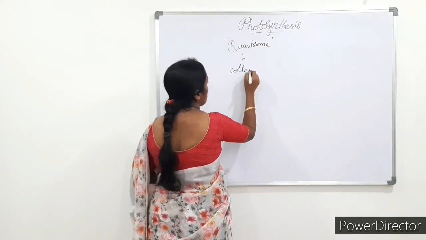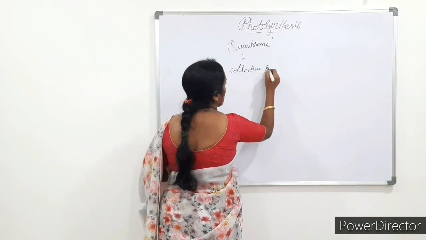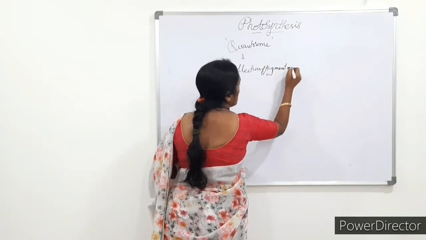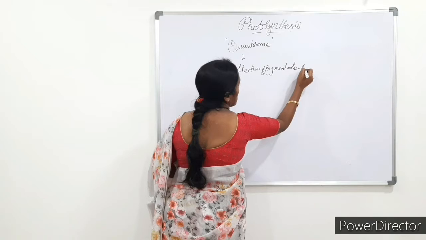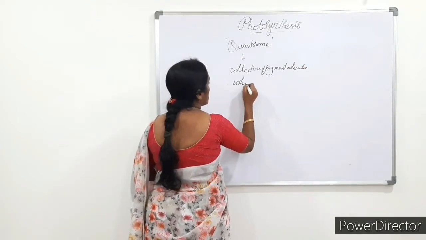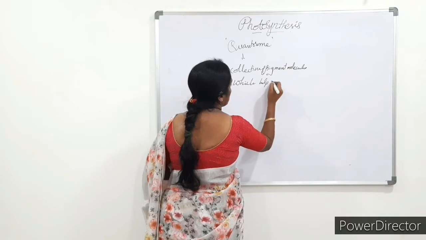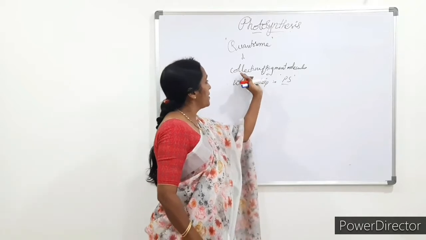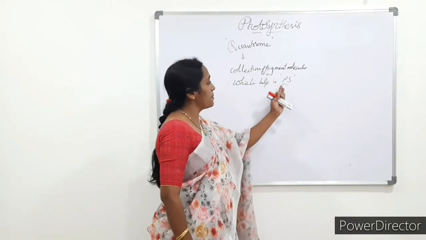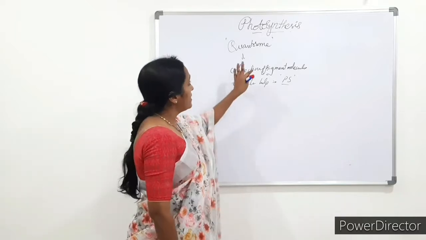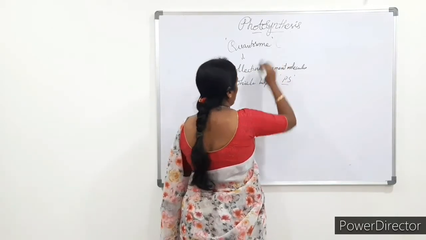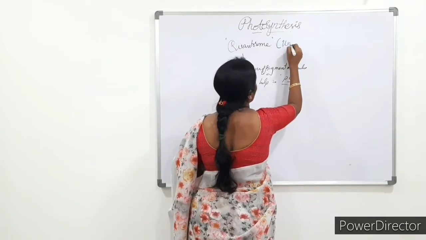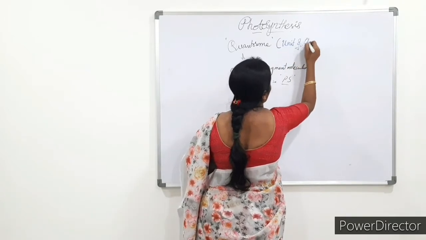the collection of pigment molecules which help in photosynthesis. Those pigments which help in the photosynthesis. And this quantasome is also called the unit of photosystem.